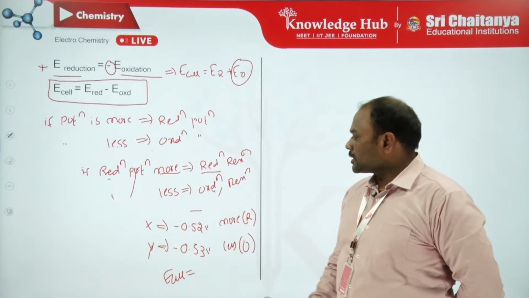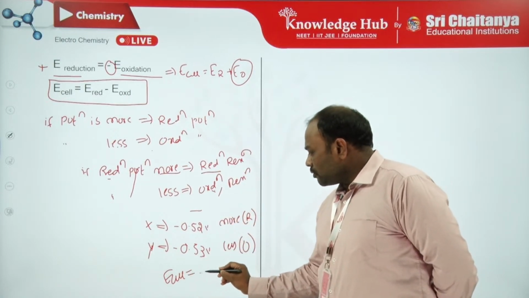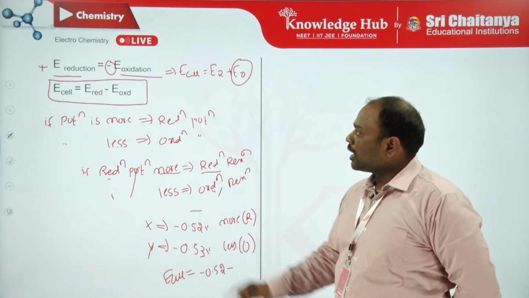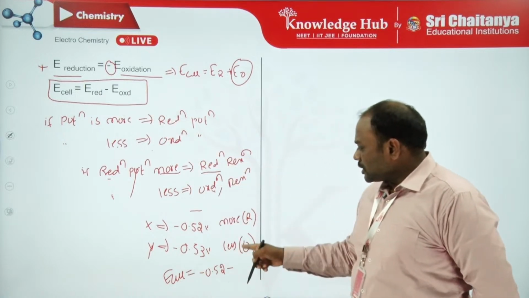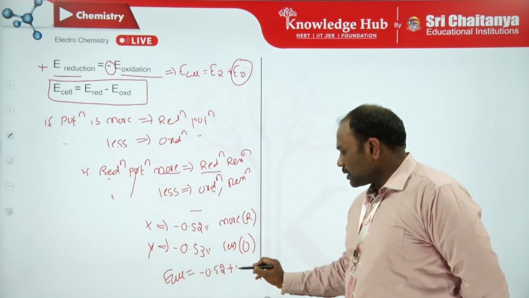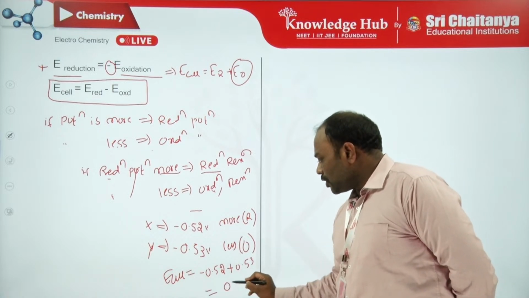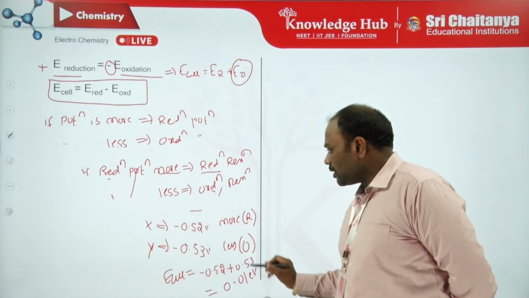Substitute the values in this. The reduction value is minus 0.52, minus E oxidation. The oxidation is minus of minus, so plus 0.53. So what value do we get? 0.01 EV, electrical volt.